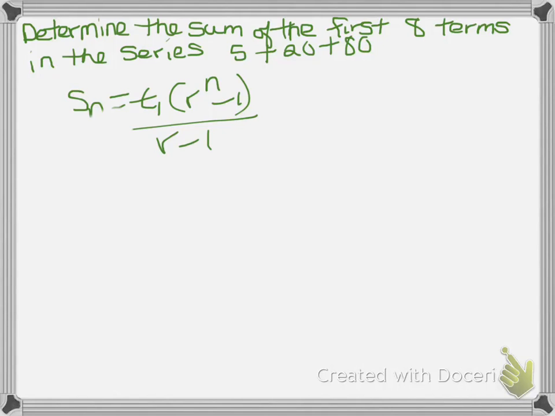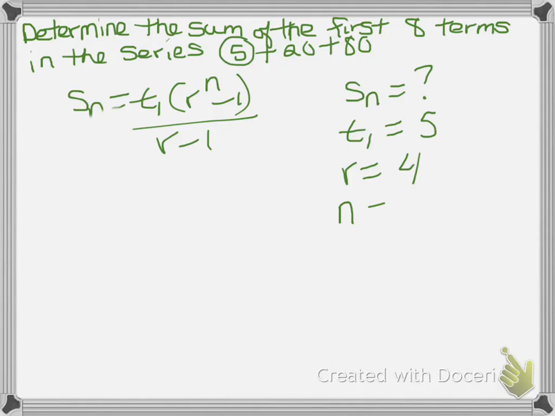Alright? Another thing we like to do, what information are we given? So we're looking for our sum. Our first term is given. We know that it's a 5. We know our common ratio is 4. And we can revisit the first video on geometric sequences if we need to brush up on how to determine the common ratio. And we know that our n value, so n is how many terms we're trying to find the sum of, is 8.